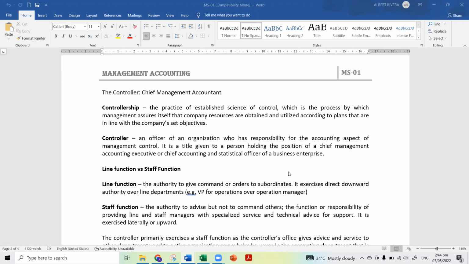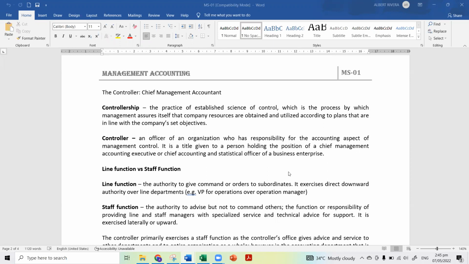So this is the first part of management accounting, sometimes called managerial accounting, sometimes called managerial advisory services. Actually, our client here is not the public. Our client here is the internal management of the entity. Meaning, wala itong standards. Wala tayong sinusunod na standards dito.